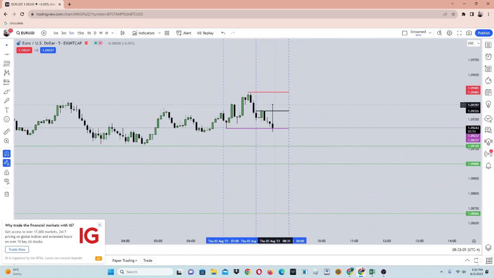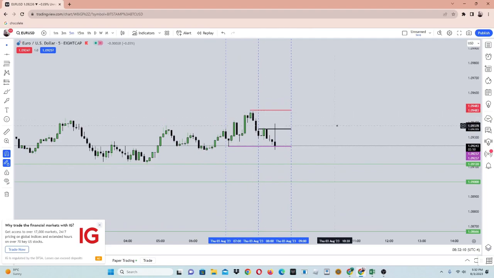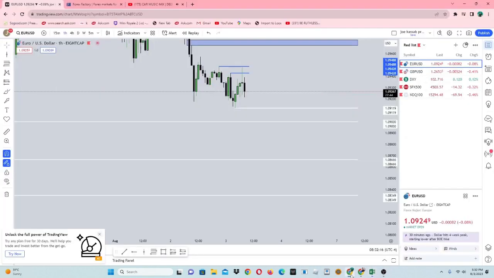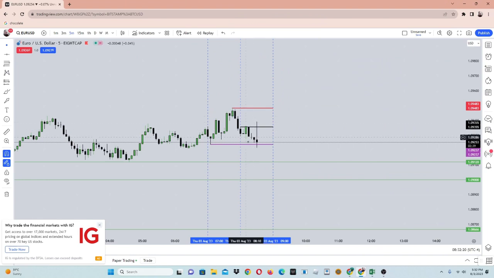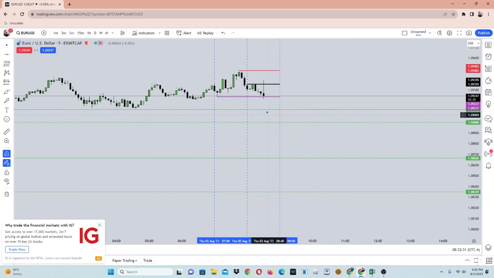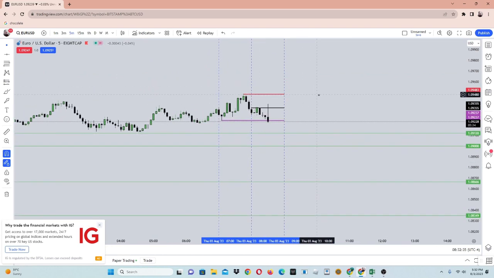I could have entered right here and have my stop loss above this swing formation, but I need to stay disciplined into my rules. Okay, so my rules tells me that I need a swing formation on the 5 minutes, and this will be my stop loss. And if we break this low right here, it will be my entry, and these will be my targets. So this target is very close.